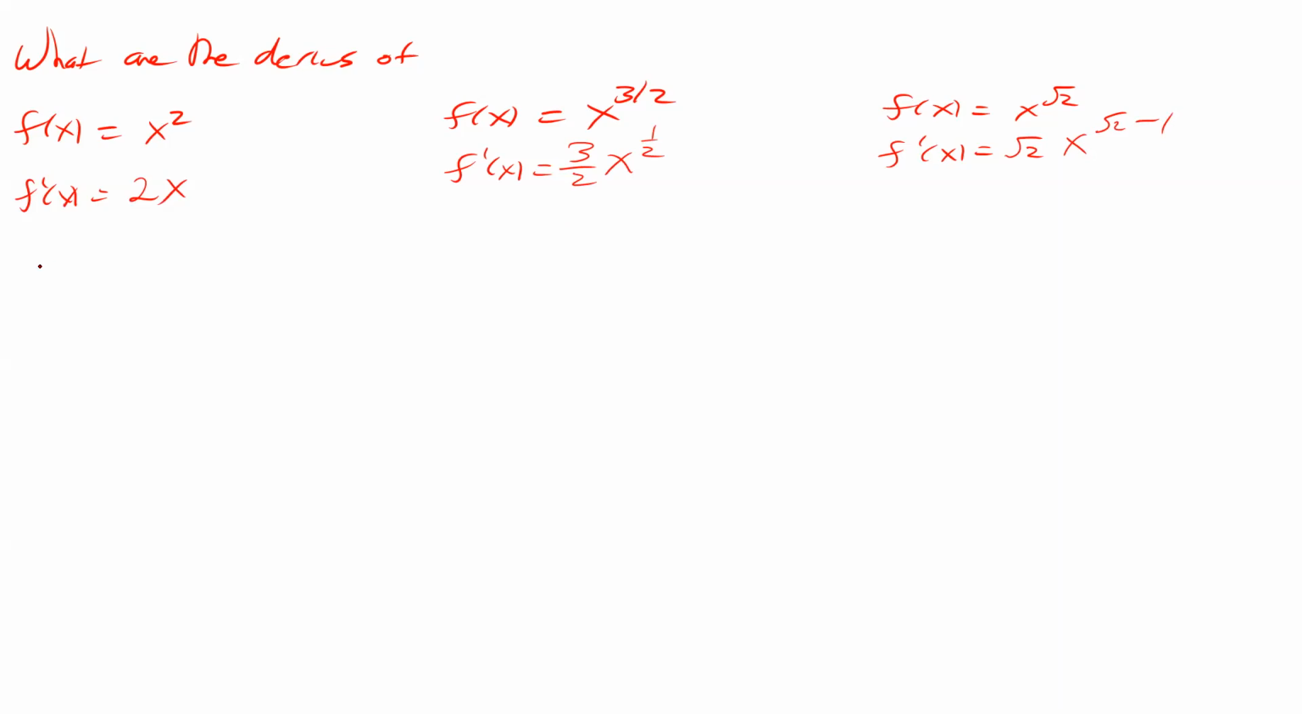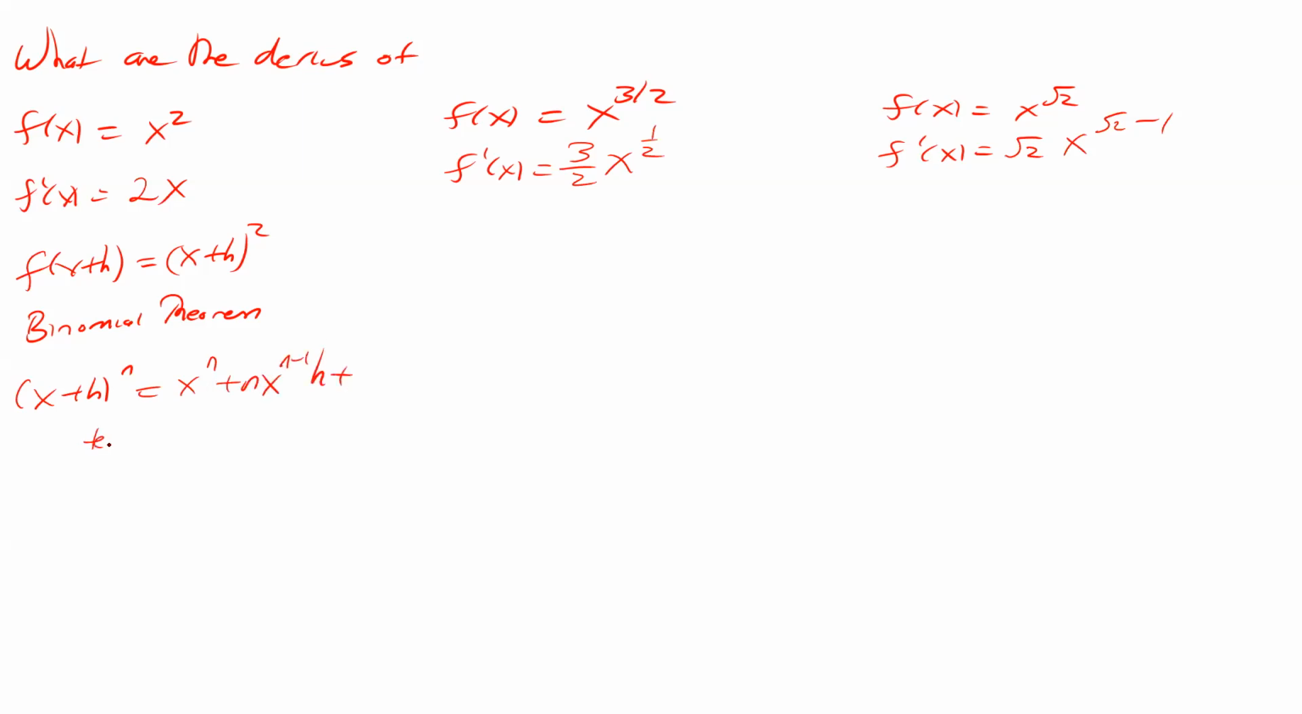Expand out x plus h squared. So f of x plus h is going to be x plus h squared. We use the binomial theorem. More generally, if we had x plus h to the n, we can do that as well. And all we need to know is it's x to the n plus n x to the n minus 1 h, plus terms with h squared, h cubed, and higher. So this one follows just from the binomial theorem.